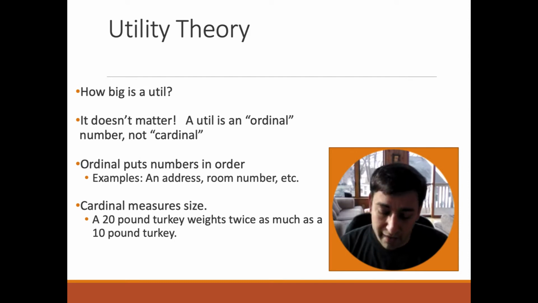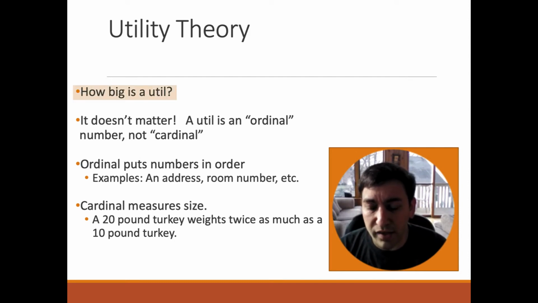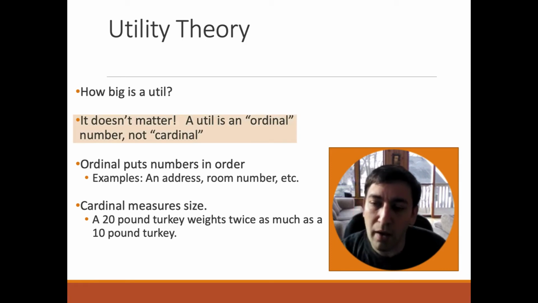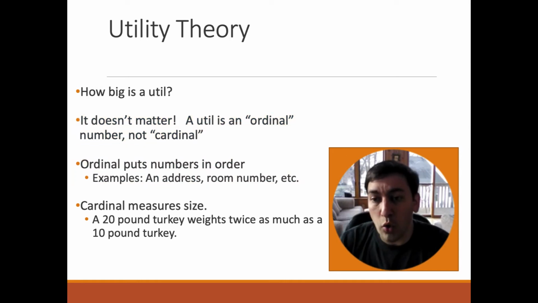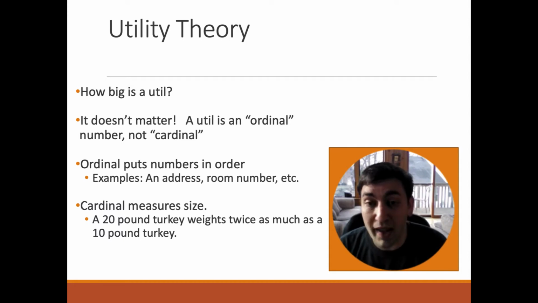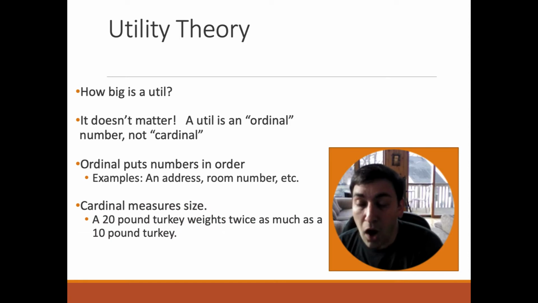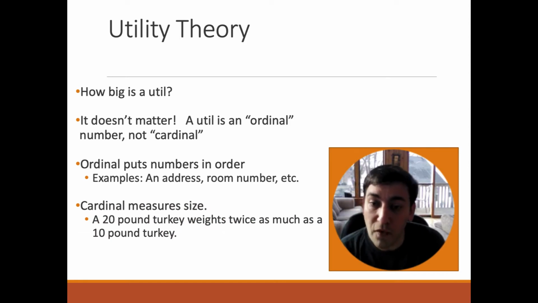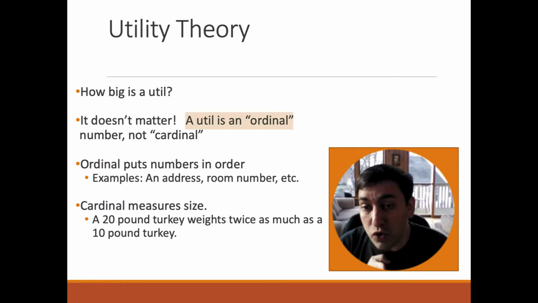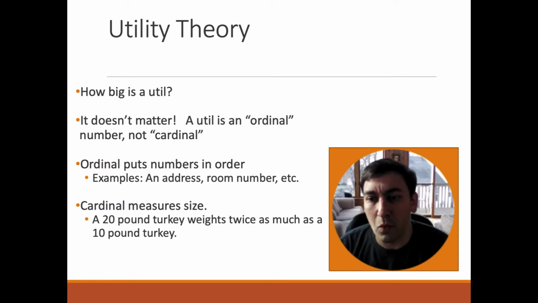So you may wonder, well, I know how big a foot is, but I don't know how big a util is. How big is a util? And the surprising thing is it really doesn't matter. A util is an ordinal construct, not a cardinal construct. Ordinal just means it puts things in order. So an address may help you organize your houses. Room numbers may help you organize. The Dewey Decimal System helps you order things. It doesn't tell you which one is bigger or better. It just helps you rank them. That number is different than a cardinal number. A cardinal number has dimension. So someone who weighs 100 pounds weighs twice as much as someone who weighs 50 pounds. Those numbers have specific meaning. Utils are just order. We'll get into what it tells us and what it doesn't tell us in a second.